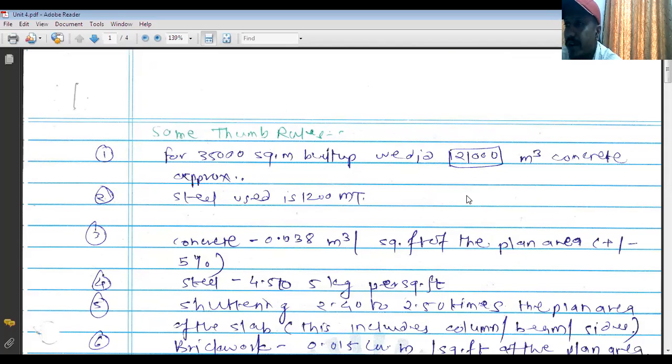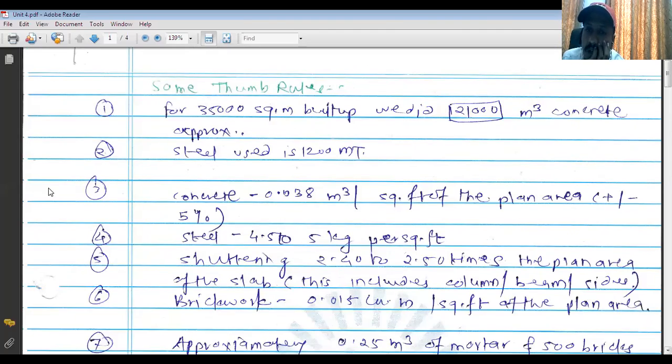Some of them I have shared with you already, and right now also I am going to share one example I have given: for around 35,000 square meter built up area we require around 21,000 meter cube of concrete. Around 1200 metric ton of steel that we have to use. So how much concrete do we require? Generally around 0.038 meter cube per square feet of the plan area, plus minus 5%.